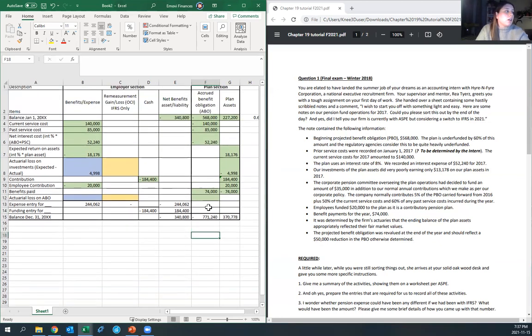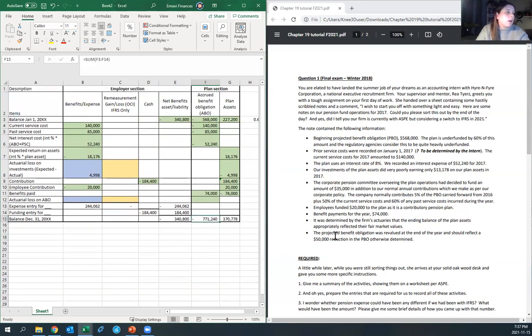was reevaluated at the end of the year and should reflect a $50,000 reduction in the PBO or otherwise determined. So that means that here we have the balance without the reevaluation. This needs to be $50,000 lower because that's what the actuaries say they need to put it down by. So we're going to reduce it by $50,000, and that's going to create a loss of $50,000. Wait, I mixed up my signs here. It's $50,000 as a debit, as a positive, because you want to increase it. Anyways, I think you got it.